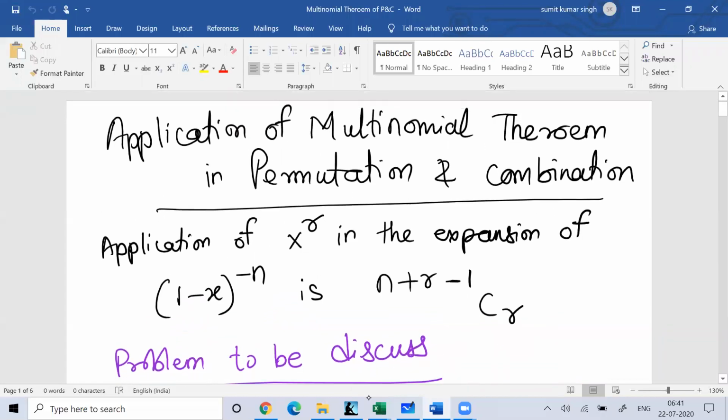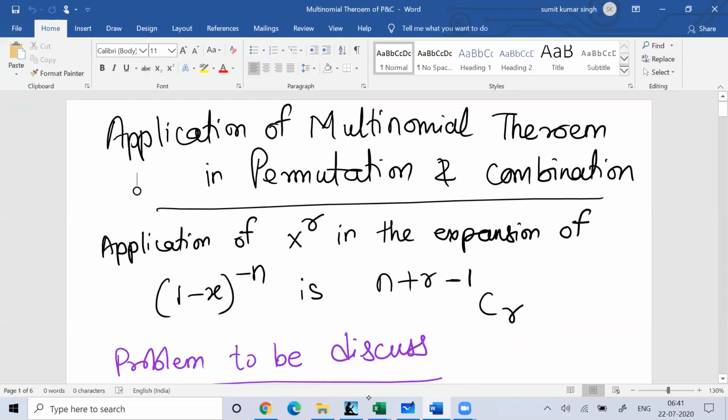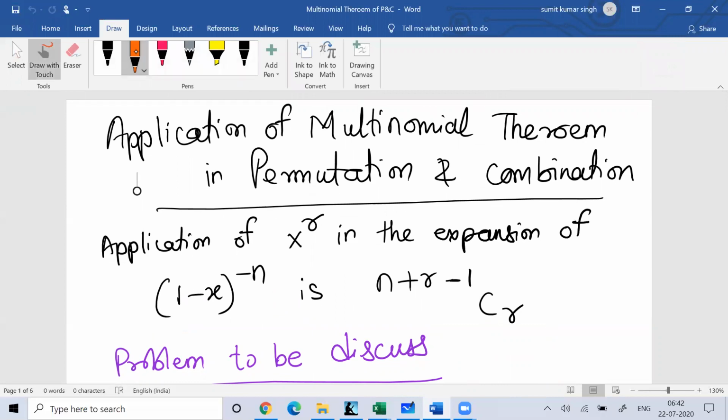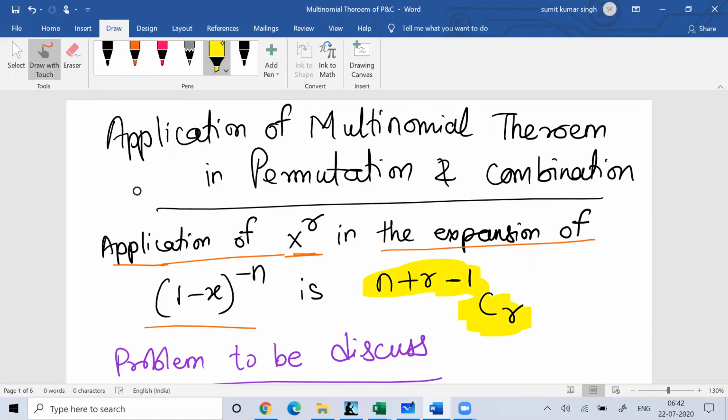Basically, when we talk about solving the problem, if I'm discussing the application of the multinomial theorem in solving permutation and combination problems, you need to remember the concept I'm discussing here. So here we use this formula: the coefficient of x to the power r in the expansion of 1 minus x to the power minus n is equal to this. This is very important. This is the formula we use.